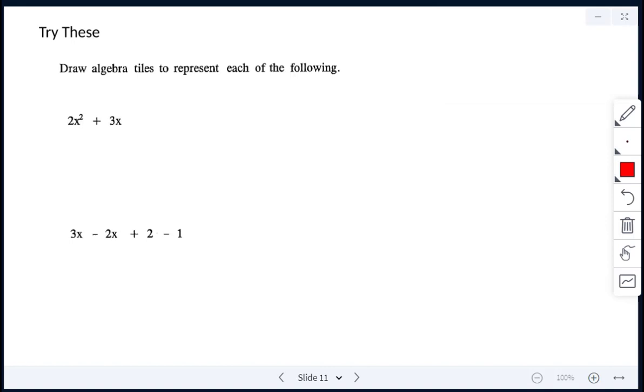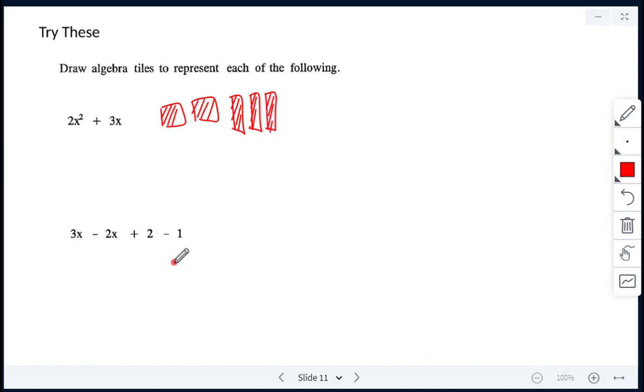So lastly, draw the algebra tiles to represent each of the following. So if we had 2x squared plus 3x, that would look like this. 2x squared, they're shaded, and then plus 3x, we have 3 rectangular tiles like this, and they would be shaded.